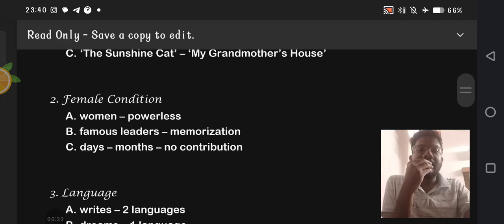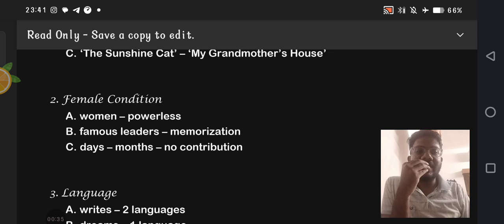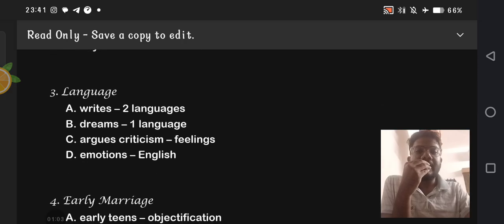So, first of all, the poem starts with the representation of female condition in the society, the male dominated one. So, women are shown as powerless since they only know of the names of famous leaders like days and months, memorization of the names, because they have never played an active role in all the important aspects of the country. No significant contribution is made from them due to the gender bias prevalent in the society, Indian society.